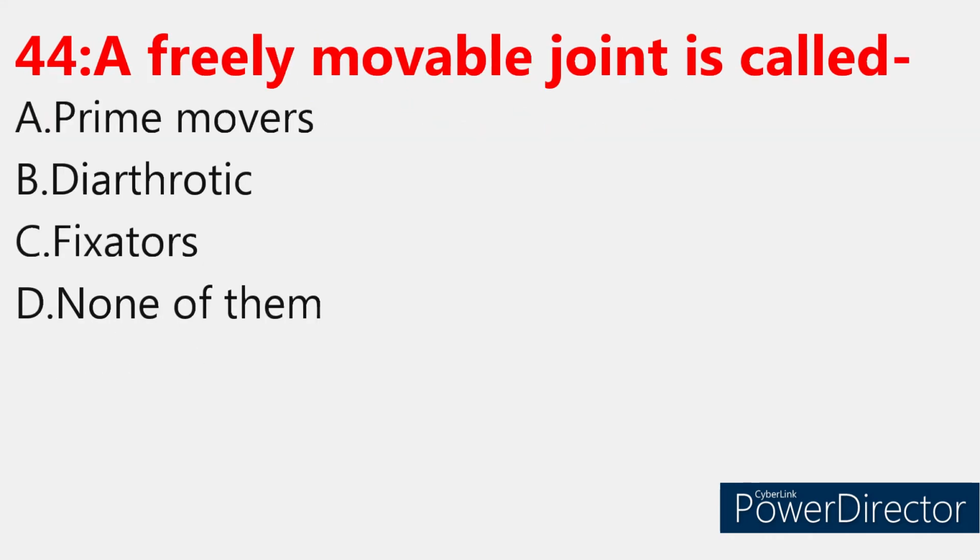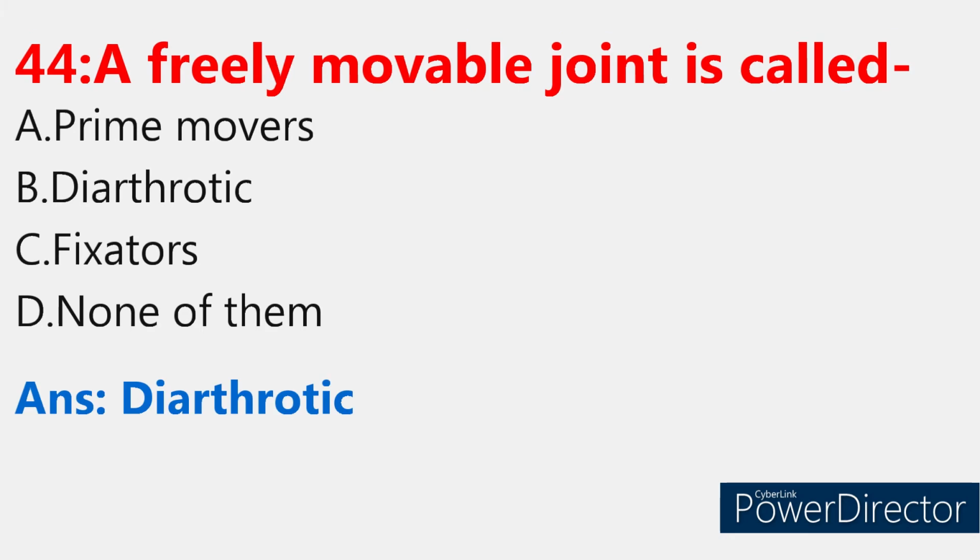Next question. A freely movable joint is called option A prime movers, option B diarthrotic, option C fixators, option D none of them. And the correct answer is option B diarthrotic.